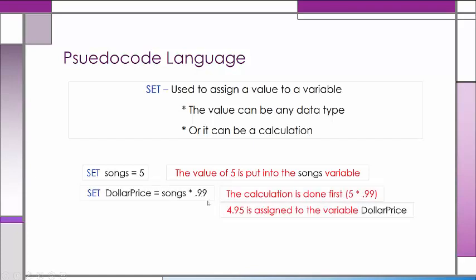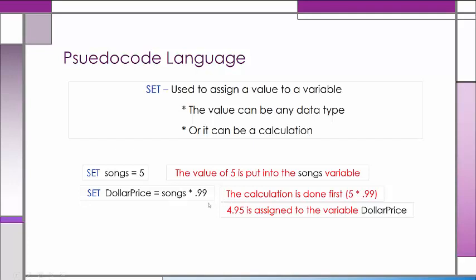Here would be an example where we're going to do a calculation. And whatever the calculation is then goes into the variable. So in this case, set the dollar price, set the variable, assign whatever the calculation is on the right-hand side, and put that calculation into this variable. So what's done first is songs, which we decided above was assigned to 5. So 5 times 99 cents. So 0.99. Notice there's not the cent sign in it because then it's a string, right? So we need it to be, in this case, a float because it's a decimal.